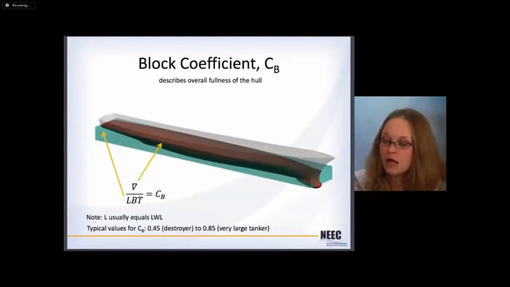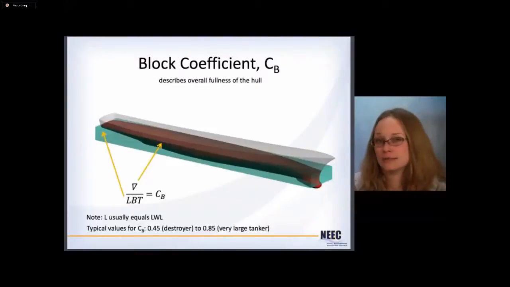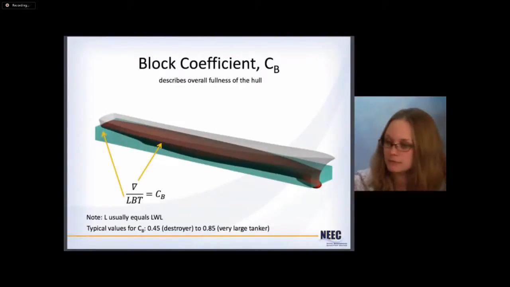For a destroyer that is primarily concerned with speed and performance, it's going to have a finer hull, so it will have a lower block coefficient. But a very large tanker, which is trying to haul a bunch of cargo, is going to have a much fuller hull, which means its block coefficient will be higher. So again, this is one number that can compare hulls that are very complicated and may look very different. You can boil it down to a number that you can wrap your head around.